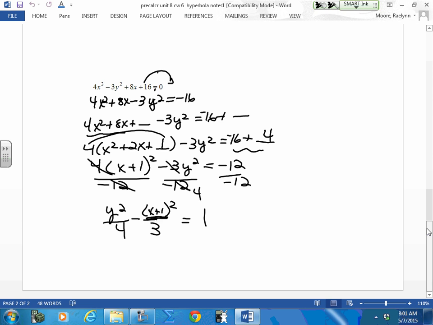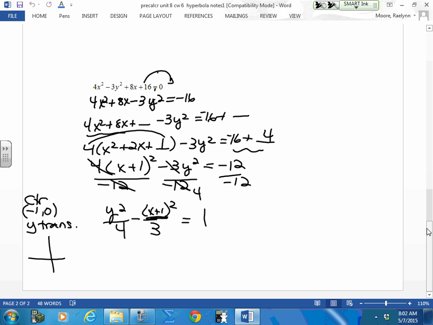So here's the equation of your hyperbola. Which one is the major axis? Y. The y comes first. When the y comes first, it's the major axis. Okay. Now, what's my center? Negative 1, 0. Good. My y-axis is my transversal axis.